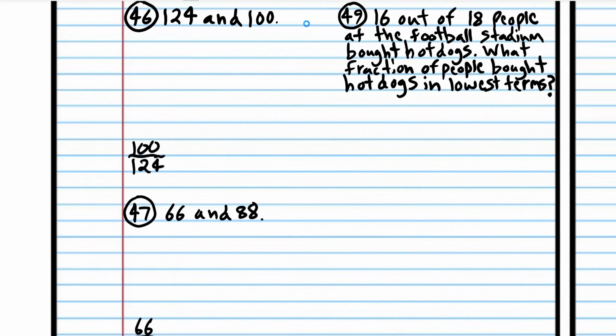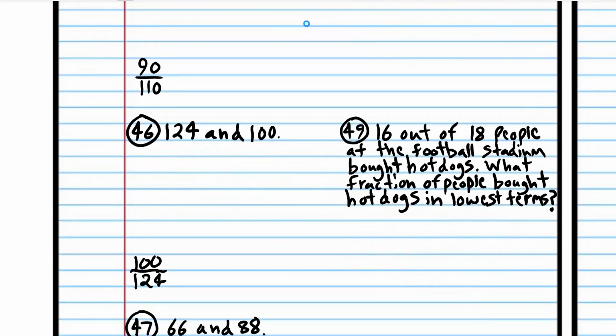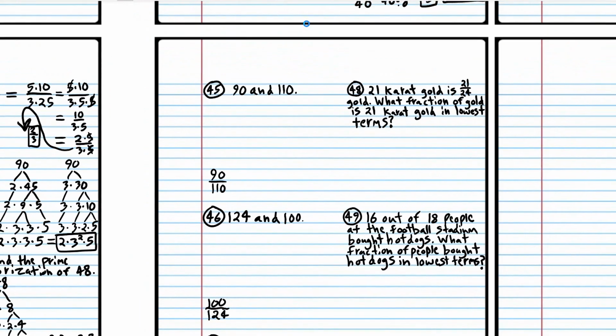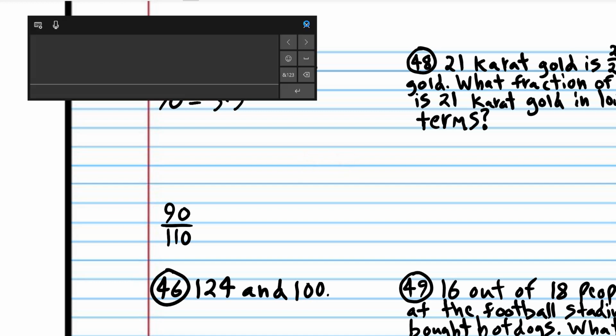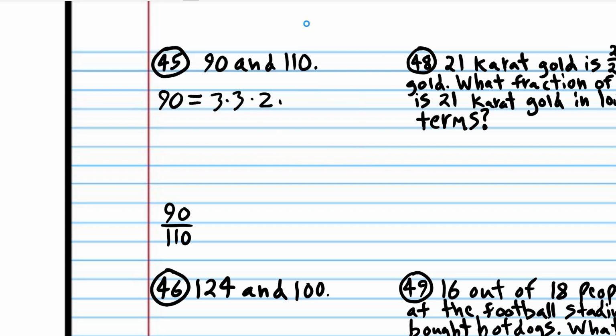So we're almost done. We've got a couple word problems to do and a couple more of these GCFs, and then we're done. So let's factor 90. 90 is 3 times 3 times 3 times 3 times 2 times 5. Now I didn't write that in order from least to greatest, but I don't really need to. I think you got the point with that. 110 is going to be 2 times 5 times 11.